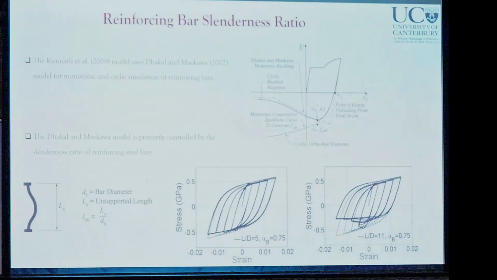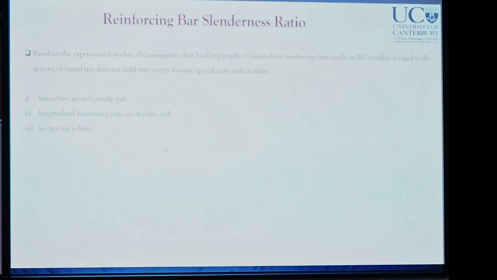So, what Professor Dhakal, who is present in the room, and his team actually found in their experiments was that the unsupported length of the longitudinal bars is not only about the spacing between the stirrups, it is also about the relative stiffness between the longitudinal bars and ties. So, based on the experiments, the assumption that the buckling length of longitudinal bars inside an RC member is equal to the spacing of lateral ties is not always true. It's only true if lateral ties are sufficiently stiff, longitudinal reinforcing bars are slender, and tie spacing is actually large.